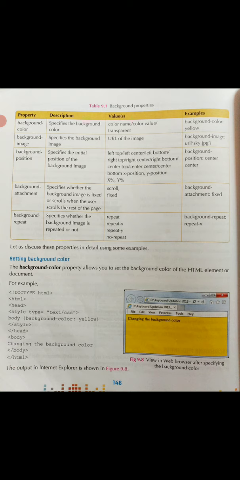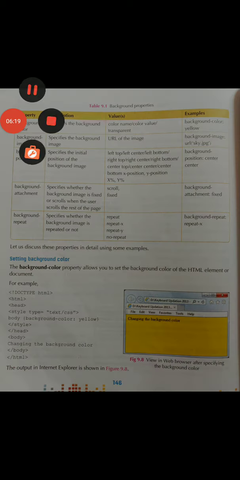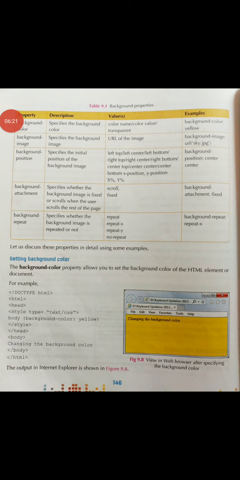Now each property has its own specific function. They have their own definite function. Now see here the main function of your background color. It specifies background color. Value is color name, color value, transparent. Example, background color yellow. Now you want to give the color of your background. You can give any sort of color here, yellow, purple, red, whatever. Clear this much?